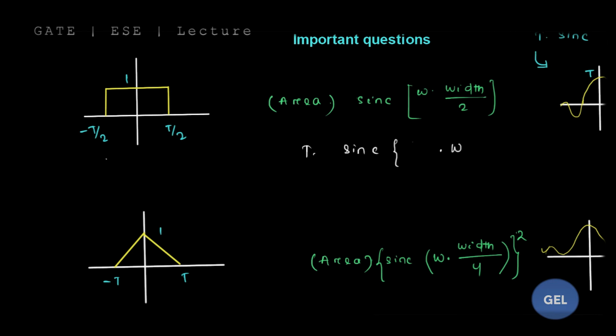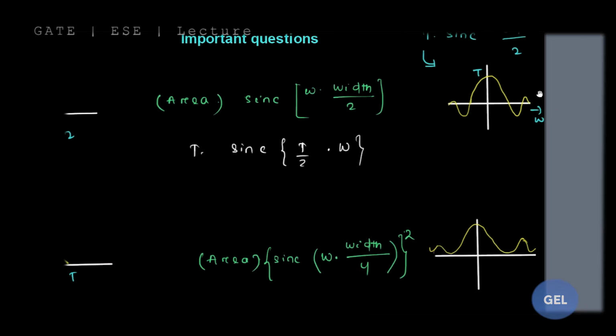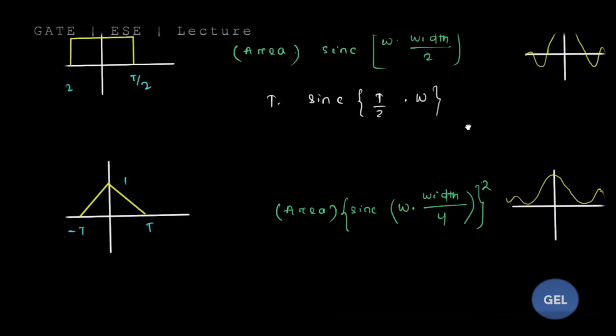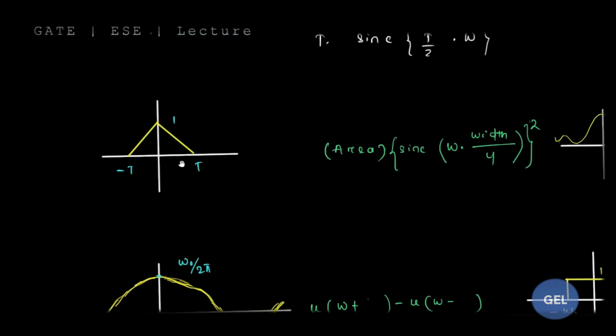If your width is t here, so it will be t by 2. Now the sinc function that you are going to get, the Fourier transform of this particular rectangular pulse, is nothing but t into sinc of t by 2 into omega. Similarly, for a triangular pulse, the formula is this.